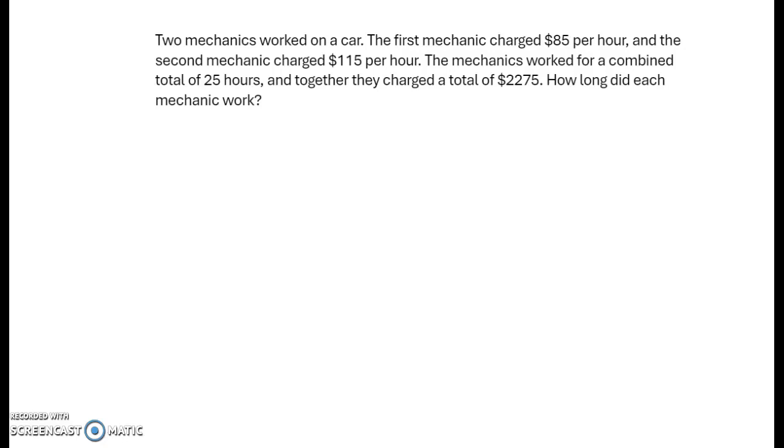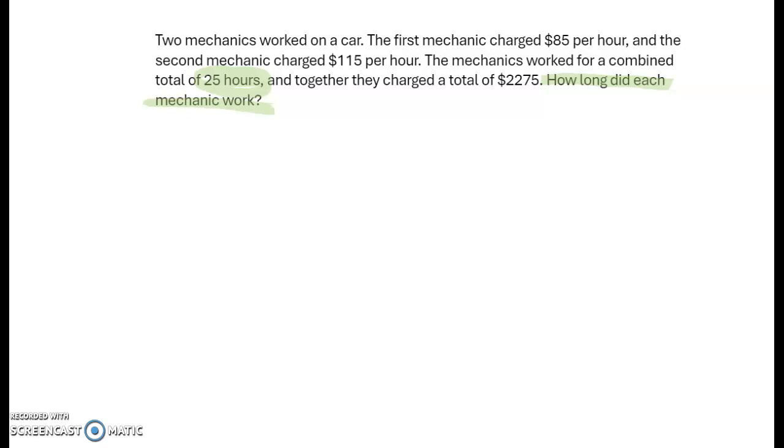So here it says 2 mechanics worked on a car. The first mechanic charged $85 per hour, and the second mechanic charged $115 per hour. The mechanics worked for a combined total of 25 hours, and together they charged a total of $2,275. How long did each mechanic work? So the question that we're asked here is to figure out how long. We're interested in the time that each mechanic worked. We know they worked for a total of 25 hours, but I want to know how long each one worked separately.